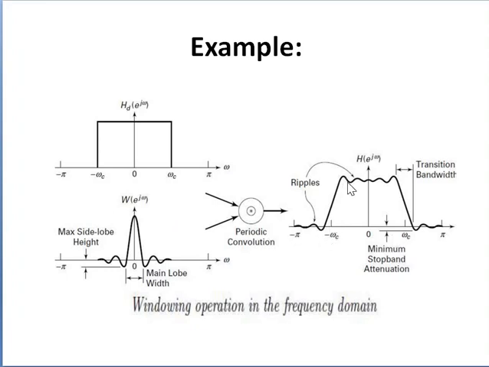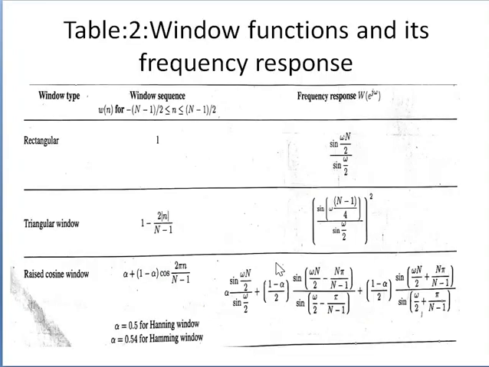If you observe, ripples are there in the stop band and the pass band also. Some transition bandwidth is there, which obeys practical filter characteristics. That's why we should multiply HD of n with W of n. Now coming to the window functions, different window functions are there. Shortly, I have tabulated them in table 2.